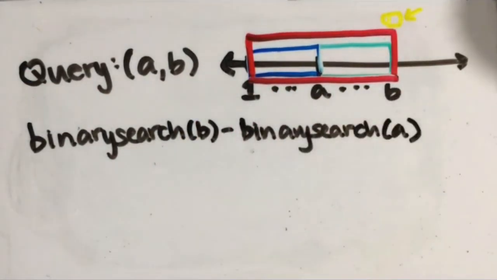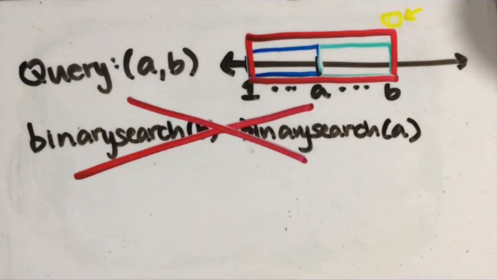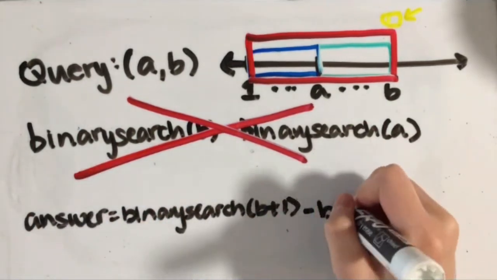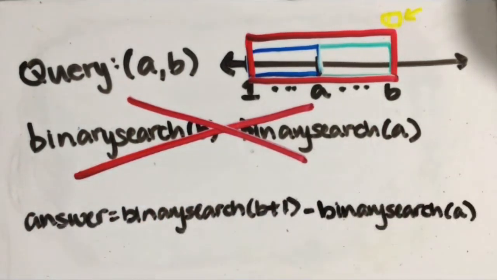However, this runs into an issue if there is a hay bale on B, since we are failing to count it. To get around this, we can just use B plus 1 so that we also count the hay bale on B. And thus, through a simple application of binary search, we were able to solve the hay bales problem.